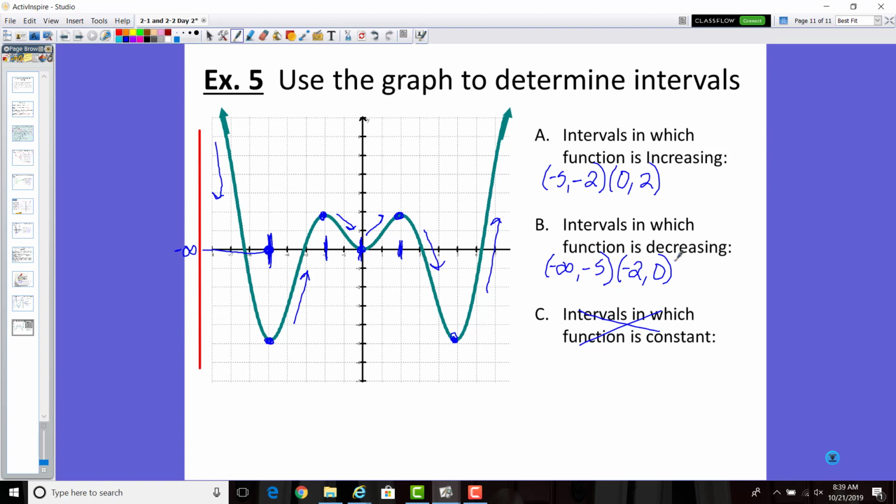Then at this x value of 2, my y's start going down until we get to the x value of 5. And then from that x value of 5, my y's will increase forever. So they will increase for every x to infinity.